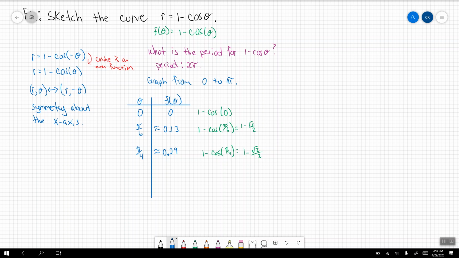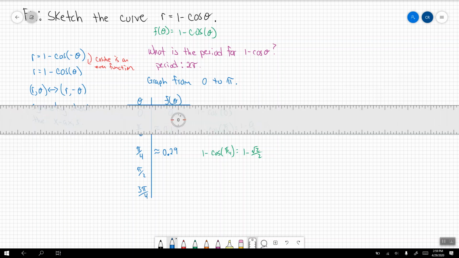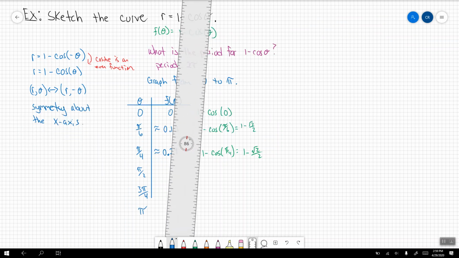So now we got pi over 4. Let's jump a little bit further. Let's go to pi over 2. After we go to pi over 2, we're going to go to, let's say, 3 pi over 4. And after we go to 3 pi over 4, we're going to go over to, let's say, pi. And we'll see what occurs there.